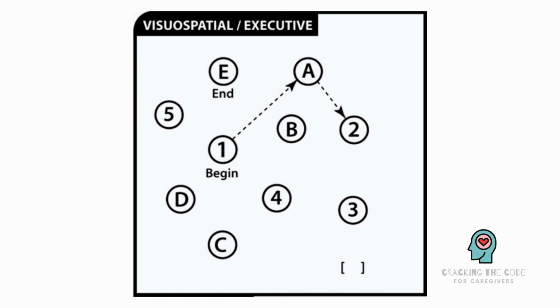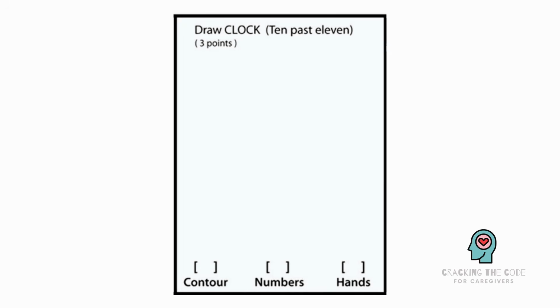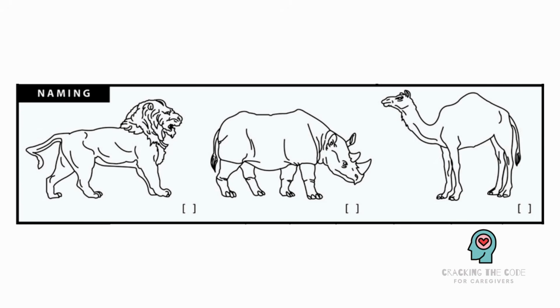Number 1. Draw a line going from a number to a letter in ascending order. Begin at 1 and draw a line to A, then to 2, and so on. You will end at E. Number 2. Copy this drawing as accurately as you can. Number 3. Draw a clock. Put in all the numbers and set the time to 10 after 11. Number 4. Tell me the name of each of these animals.